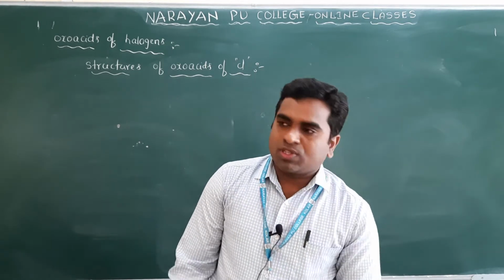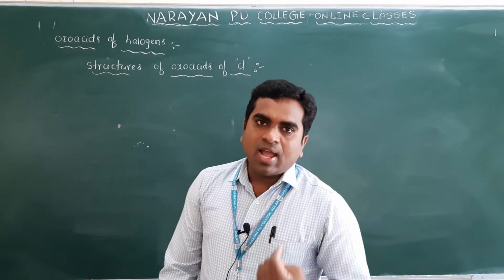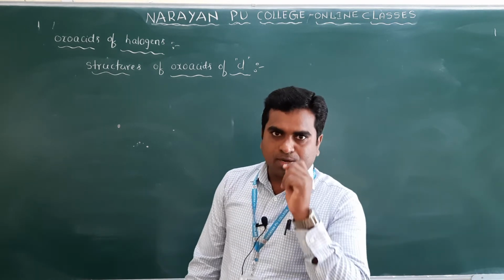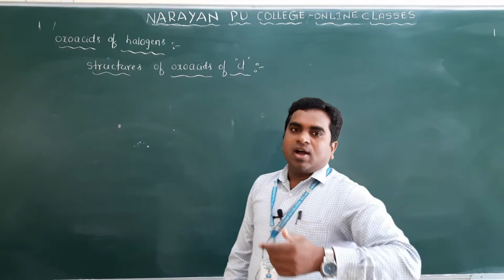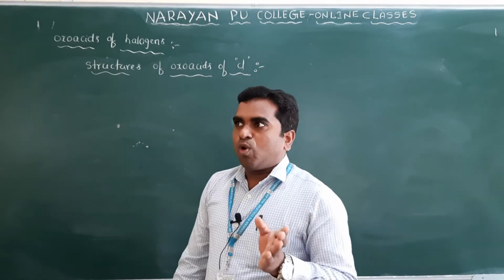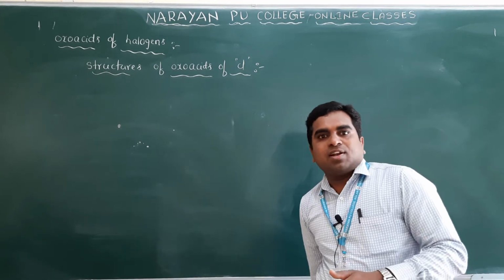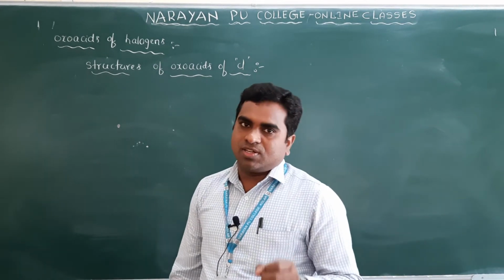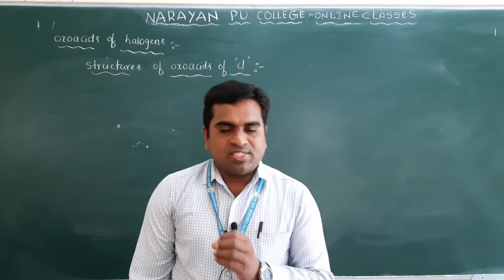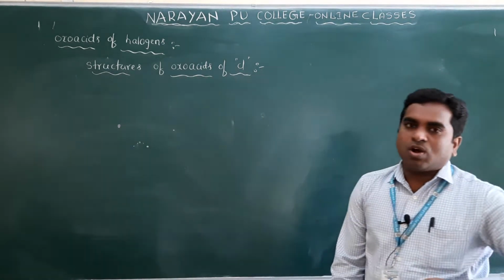So we have discussed the oxo acids. You know that halogens form mainly 4 types of oxyacids: hypochlorous, halous, halic, and perhalic acids. In hypochlorous acid the halogen oxidation state is +1, in halous it is +3, in halic acid it is +5, and in perhalic acid the halogen oxidation state is +7. Clear?